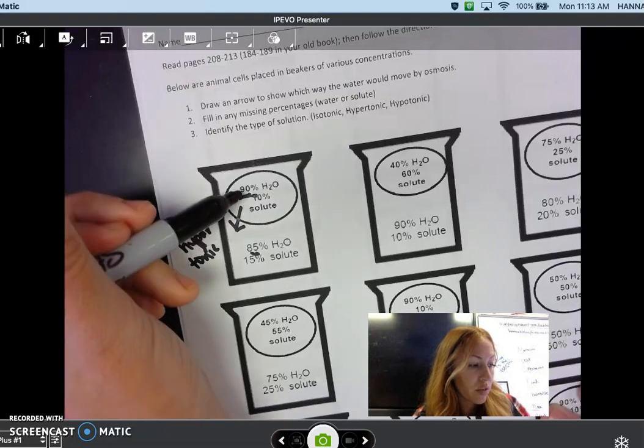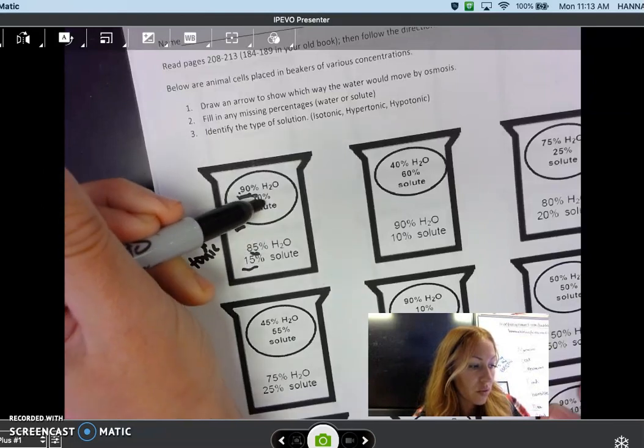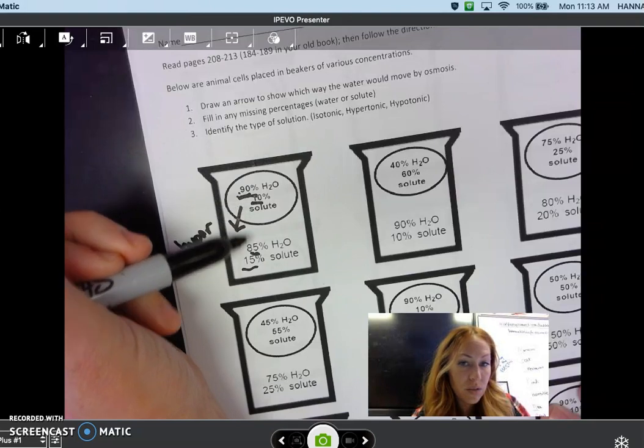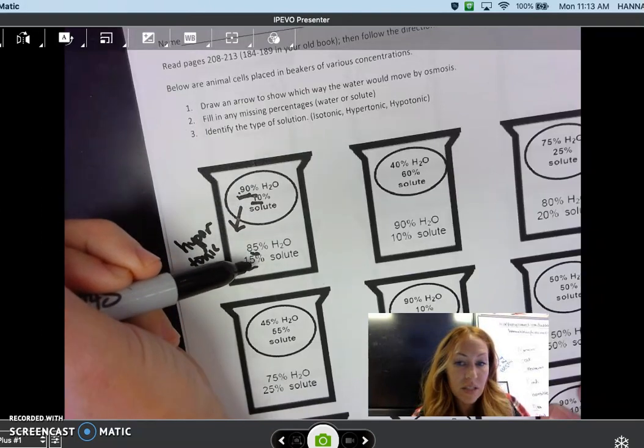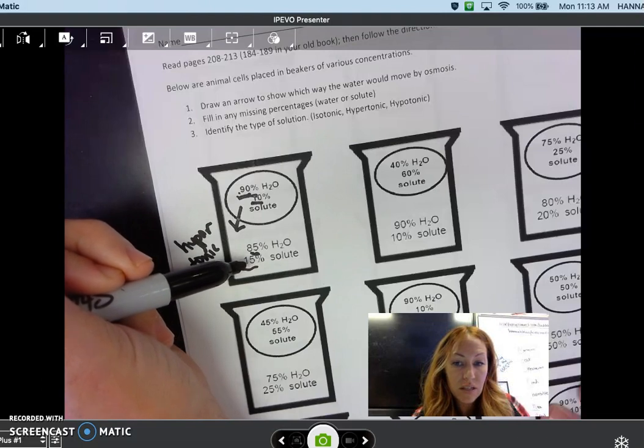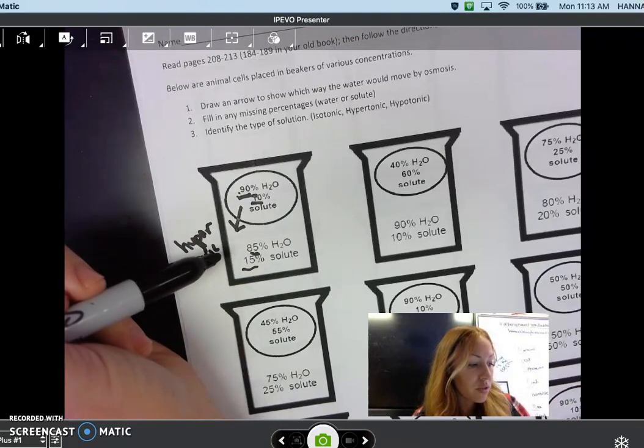So what you can do, you can either look at the water or you can look at the solutes. For water, just know it's moving from a high concentration to a low, but depending on how many solutes are on the outside of that cell, it's going to depend on whether or not that water moves towards that direction.